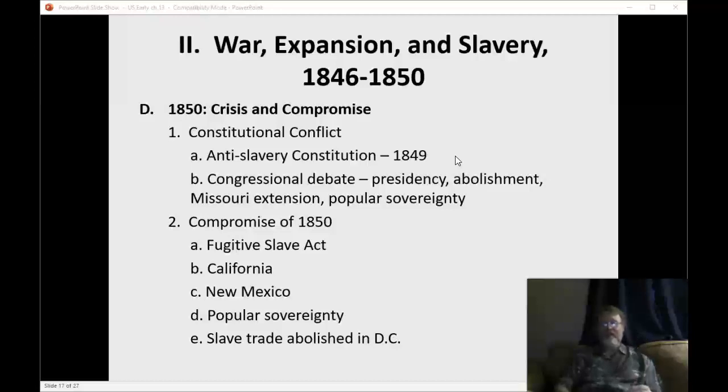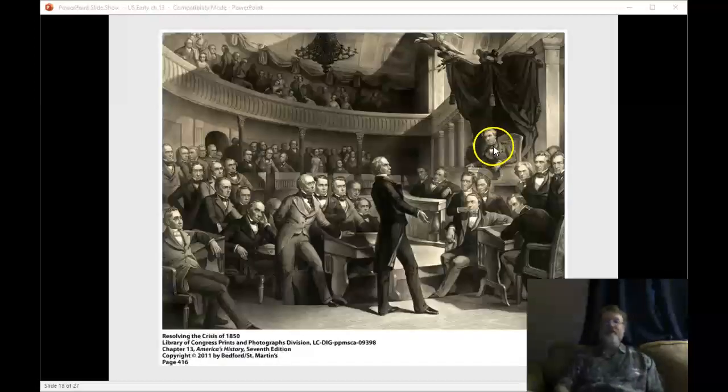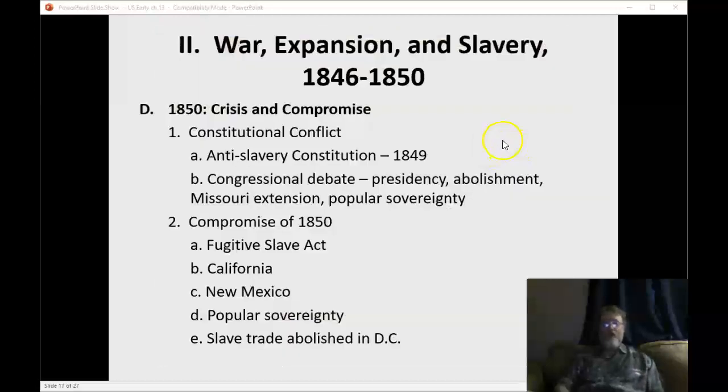Even in 1850, hell, even in the 1830s, they're talking about this. So there are many people who simply believe it is inevitable that war or disunion will occur. The Compromise of 1850 puts it off for a while, but most people still believe.